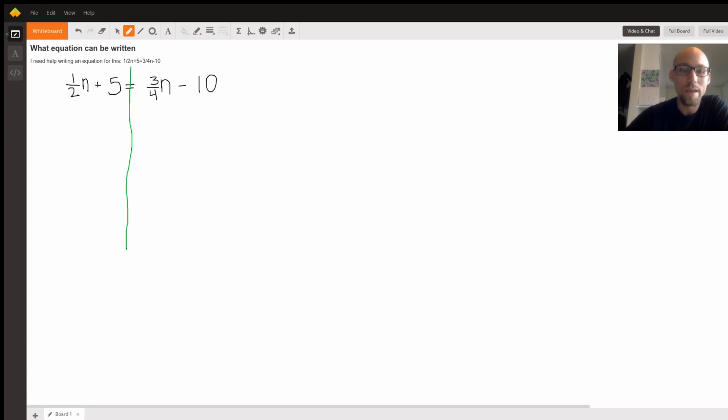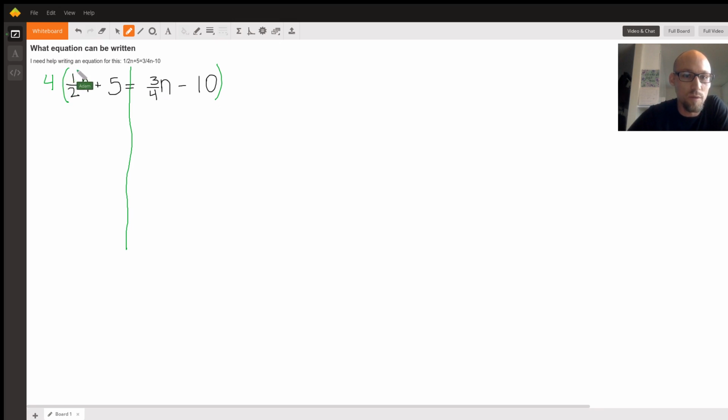So we can multiply the entire equation, all of the terms, by the least common denominator. So what is the smallest number that 4 goes into and 2 goes into with no remainder? The answer to that is 4. So let's multiply everything. Everybody at the party gets multiplied by 4.